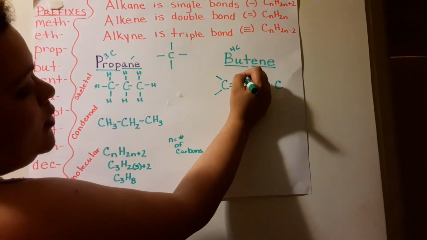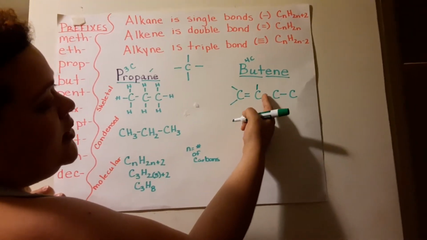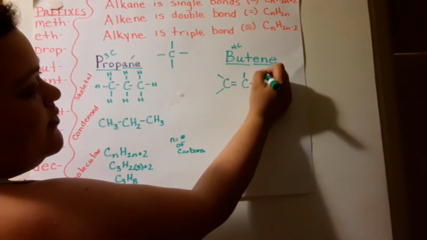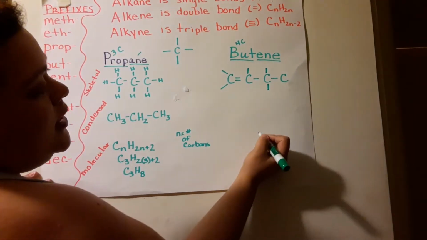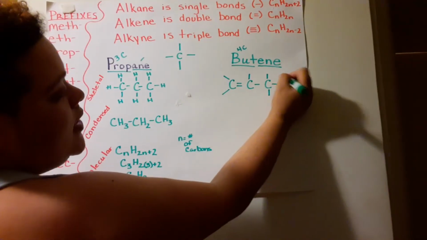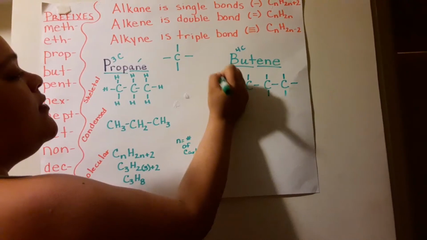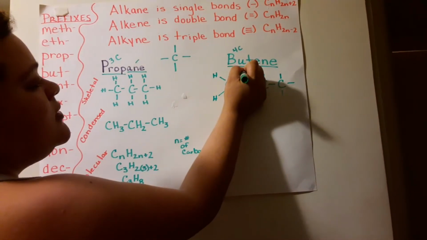So we're allowed 1 more, making 4. Checking our third carbon, there's only 2. So we would fill in our other 2. And then we have our last carbon, which only has the 1. So we'll go ahead and fill in the 3. Go ahead and fill in our hydrogens.